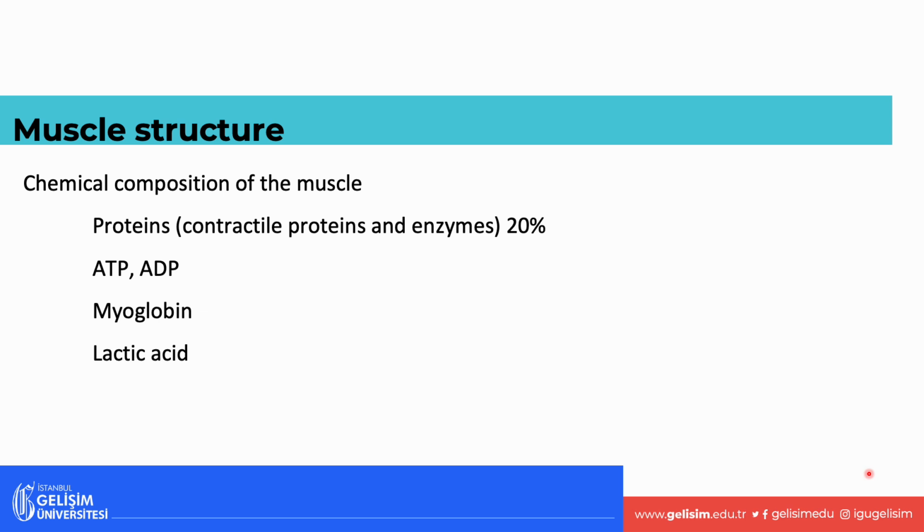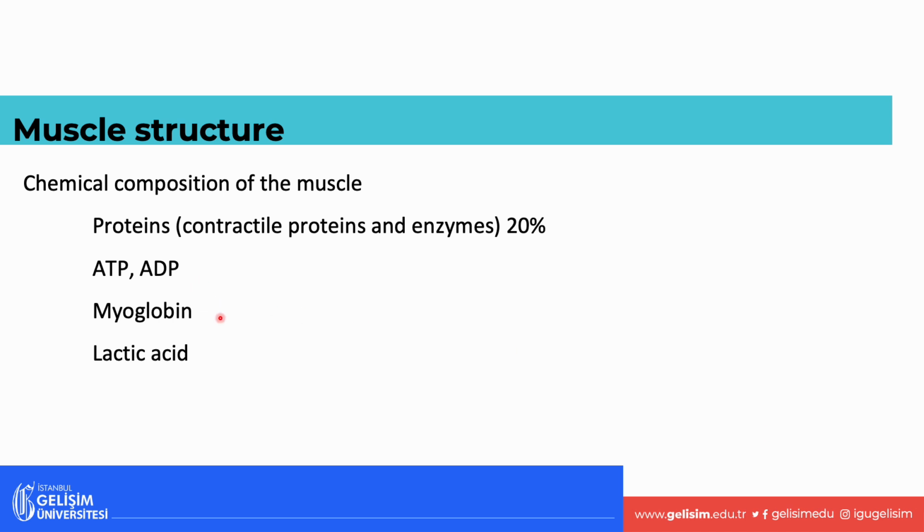Another important component of muscle is ATP, adenosine triphosphate, as well as ADP, adenosine diphosphate, which is a byproduct. ATP is the primary energy source for muscle contraction, and the breakdown of ATP into ADP releases energy that powers the muscle's movements.